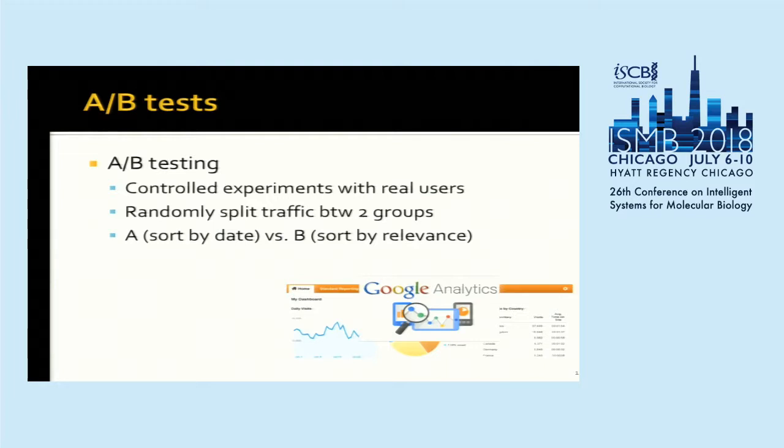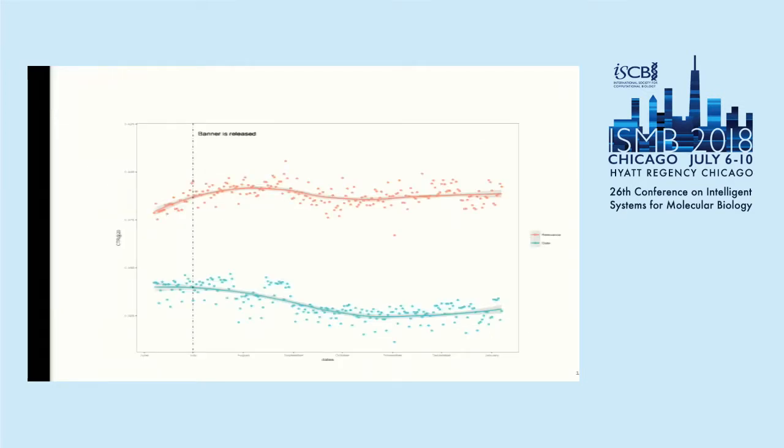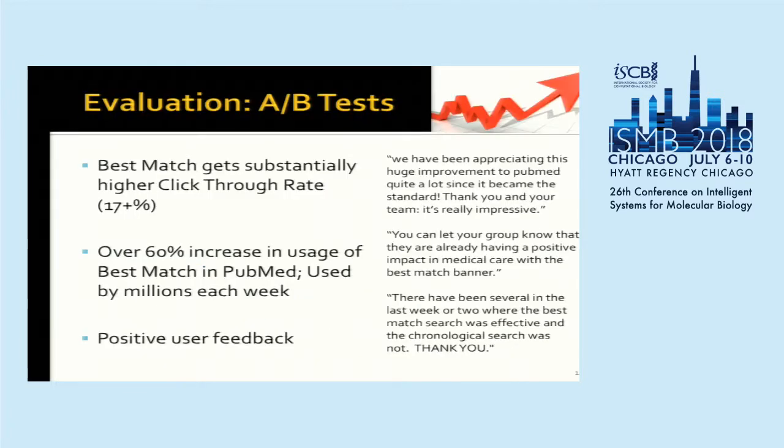Here, the A setting is that we return your results sorted by date, and the B is sorted by relevance. Here's the click-through rate, which measures the chance of a user clicking the documents on the first page. The red line is the click-through rate for Best Match by relevance, and the blue one is by date. You can see the difference is very obvious. It's about a 17% increase in the click-through rate on the first page, and like I said, we only cared about the first page at this point because 80% of the clicks land on the first page.